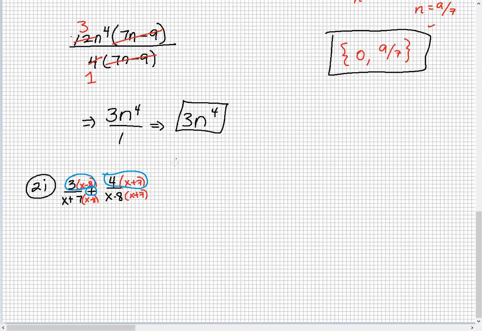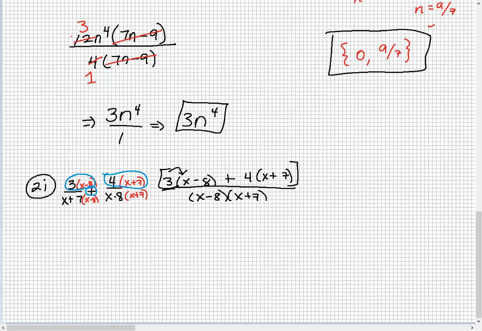Let's go ahead and write this. 3 times x minus 8 plus 4 times x plus 7 over x minus 8, x plus 7. And nothing cancels because this is one big thing in the numerator. Okay?